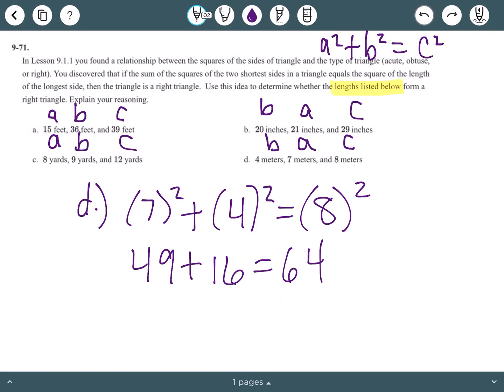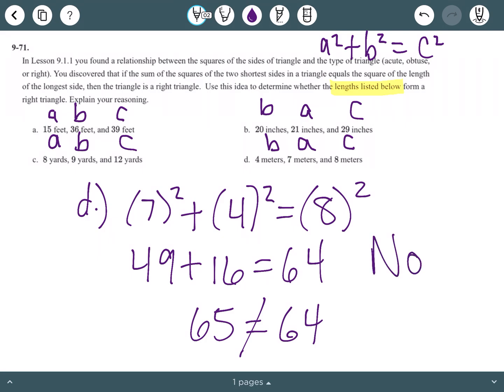All right, so we have our three areas now. And again, in order to have a right triangle, these two need to add up to equal this one. So 49 plus 16 gives me 65, not 64. So these are not equal. Again, it's close, but it's not equal, so we do not have a right triangle. All right, and this is all for problem 9.7.1.